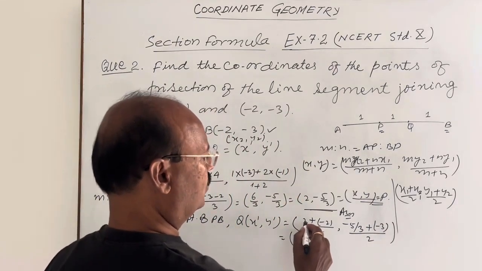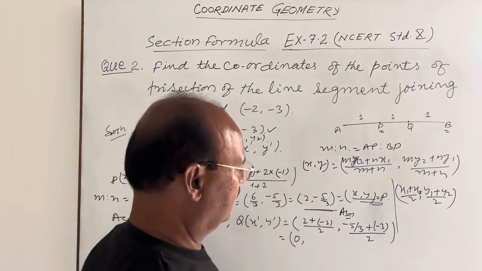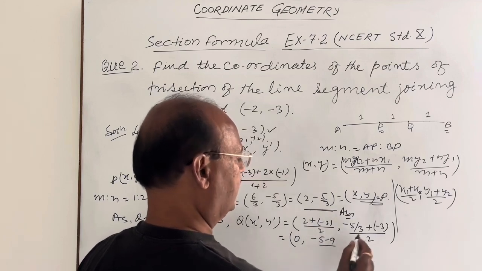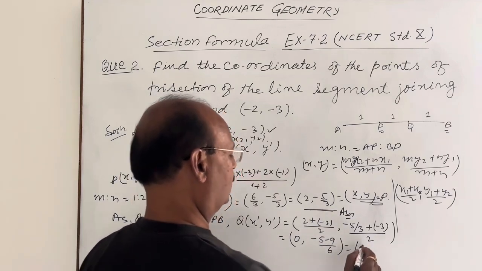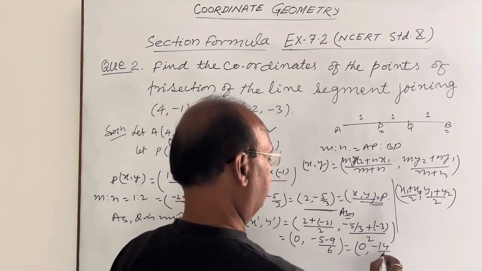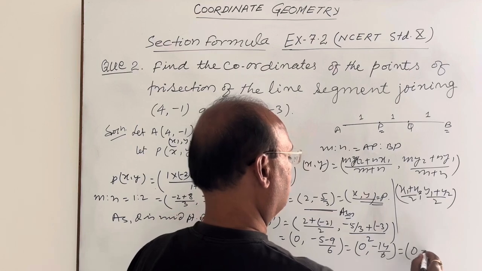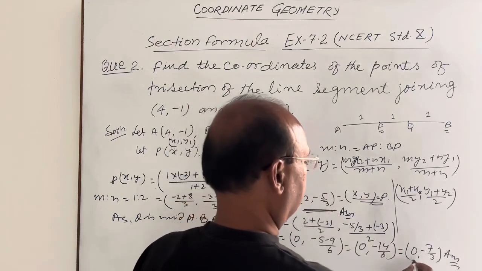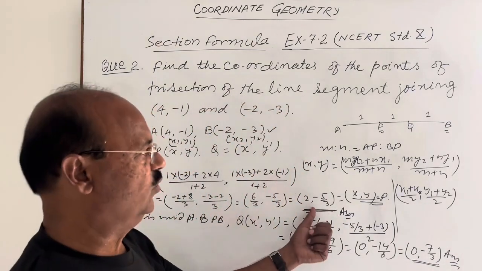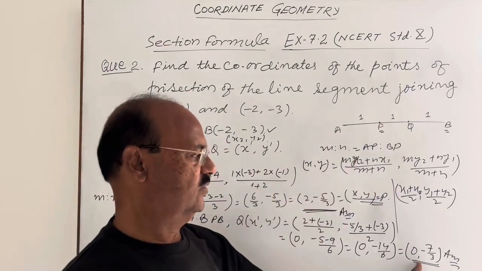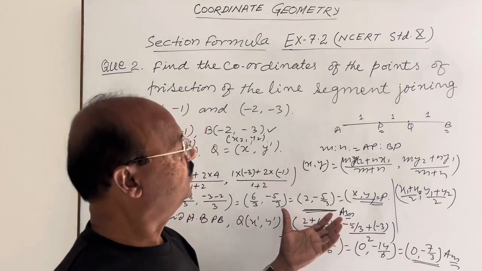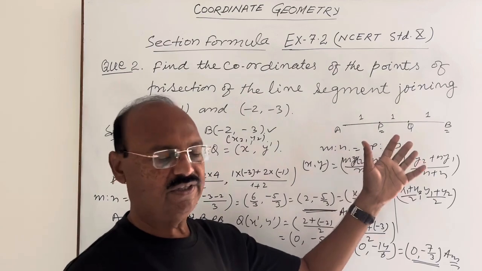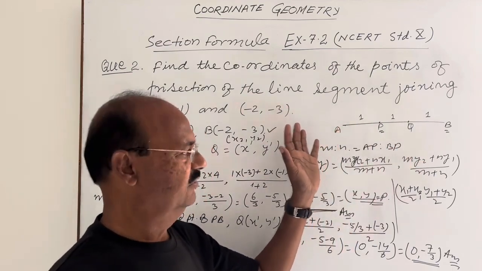So the first is 2 minus 2, that is 0, divided by 2 gives 0, and the other is minus 5 minus 9 divided by 6. This is equal to 0 and minus 14 divided by 6, which is equal to 0 and minus 7 by 3. This is the second answer. This is the first answer, this is the second answer: the coordinates of the first point P, and this is the coordinates of Q. So we can find the required coordinates trisecting the line segment very easily. Got it? Very important question.